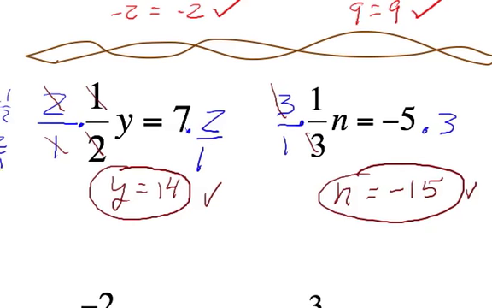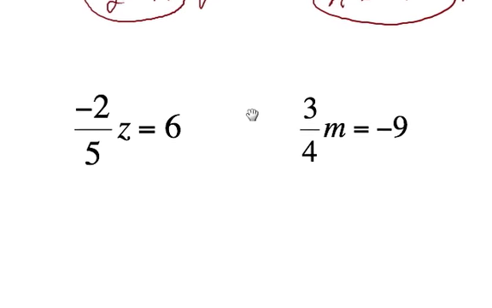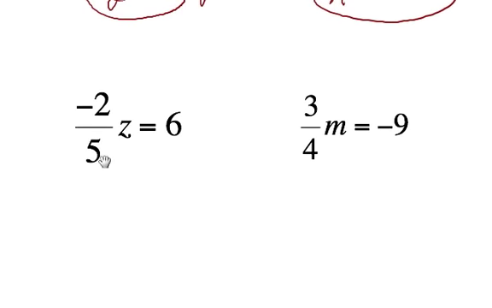The next problems are going to be slightly harder because we're going to be using true fractional coefficients. But the process is exactly the same. In this first problem, negative 2/5 z means that z is being multiplied by negative 2/5. So the inverse operation to this is to divide by negative 2/5 or to multiply by negative 5/2. We must do this on both sides of the equation.